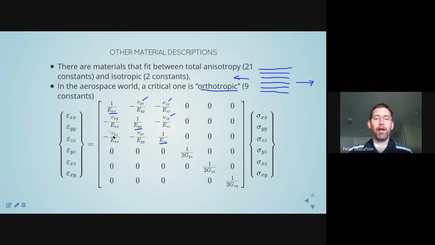There's still symmetry here, so that this combination nu xy over Exx is going to be equal to nu yx over Eyy. So these are not unique coefficients on the other side of the diagonal anymore. So in the top left 3 by 3 matrix, we end up with 6 unique coefficients. And then, of course, following down the diagonal, we can have 3 different shear constants as well. So this material is called orthotropic. It's because you have orthogonal planes that all behave differently. And again, it's describing typically long fiber reinforced composites that we use in aerospace engineering, and requires as many as 9 constants.